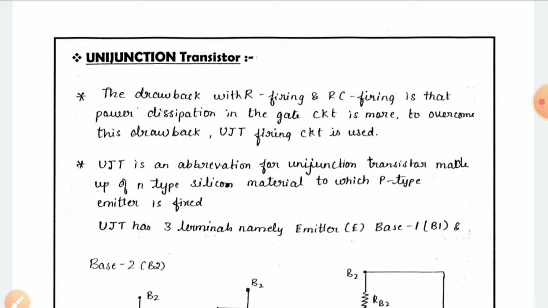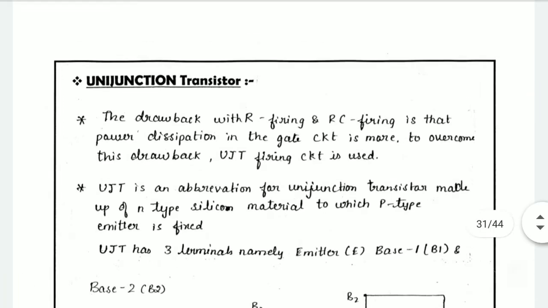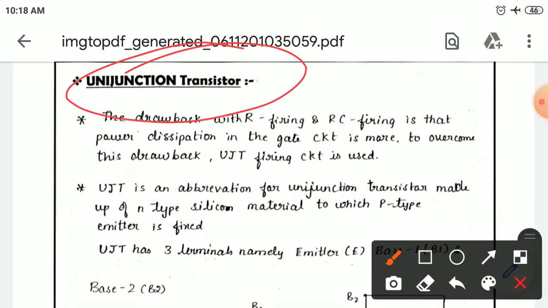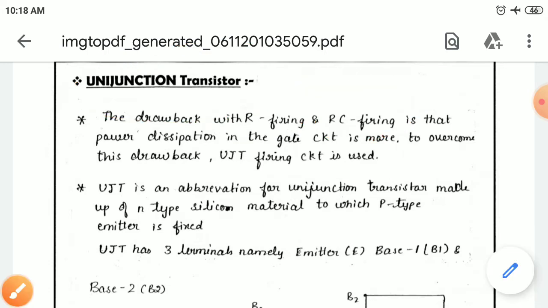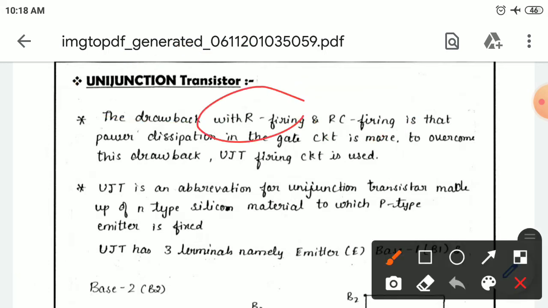Now, the drawbacks of R firing and RC firing circuits: the power dissipation in the gate circuit is more. So the drawback of these two, R and RC, is that the power dissipation in the gate circuit is more. To overcome this drawback, the UJT firing circuit is used.